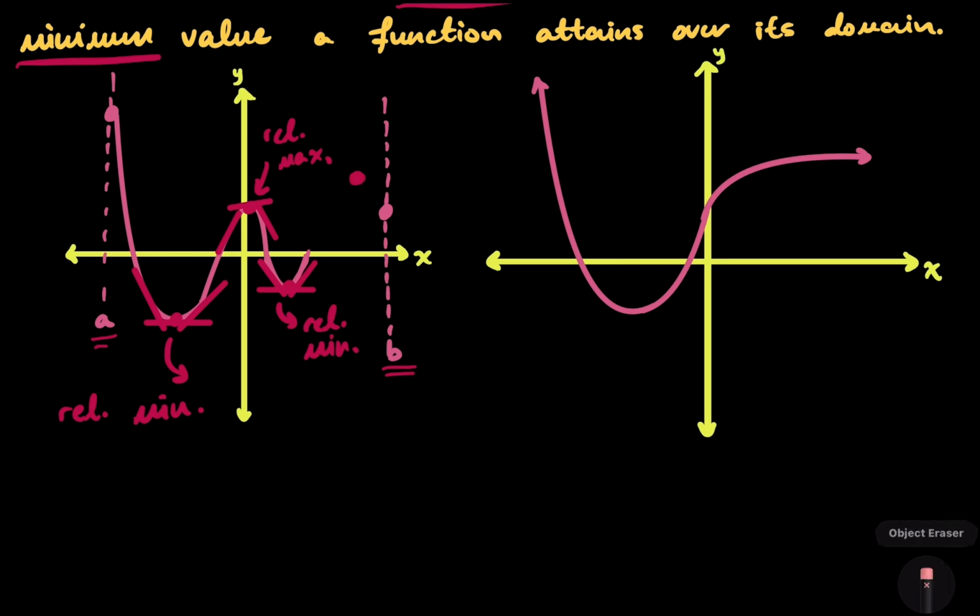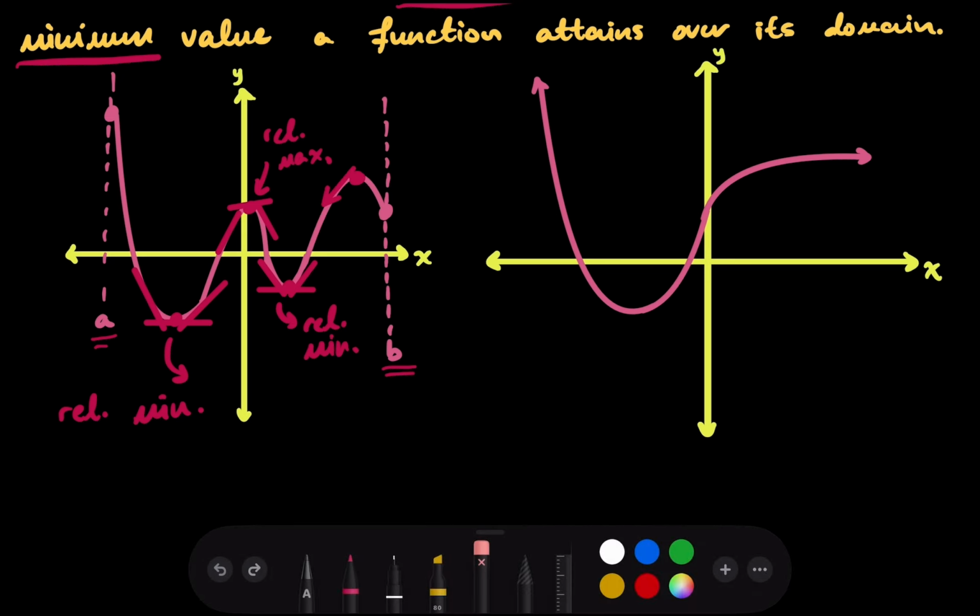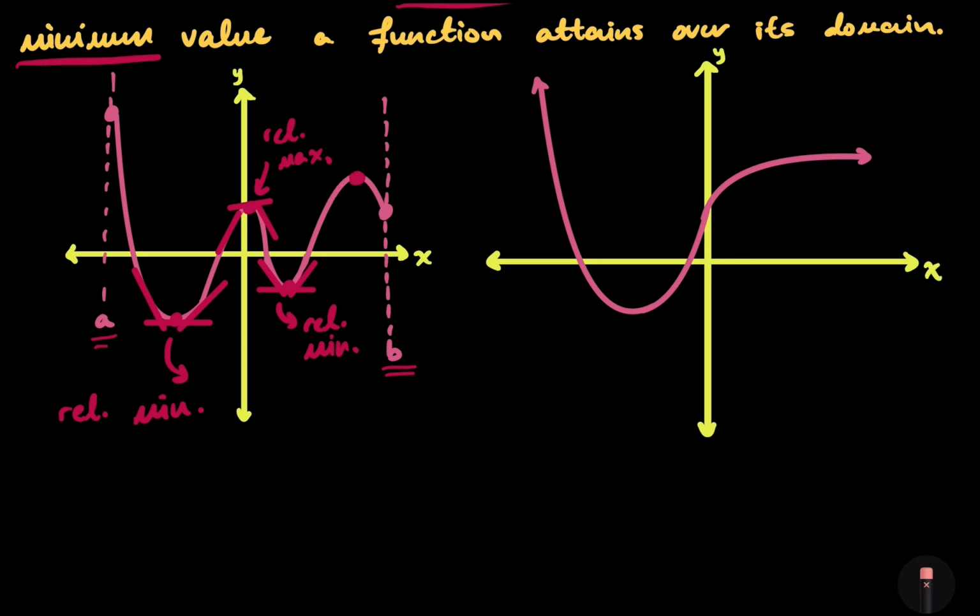I don't know why that happened. Okay, let me remove the arrow without removing the graph.